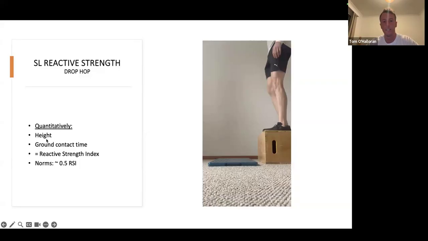Quantitatively, we're obviously looking at height and ground contact time, which gives us a single leg reactive strength index. It's really, really good if we're rehabbing someone, especially back from Achilles issues, ACL, all knee issues, even hip issues, long term. Have they regained single leg plyometric ability compared to the other side, but also compared to norms? The other side may not have great springiness anyway.